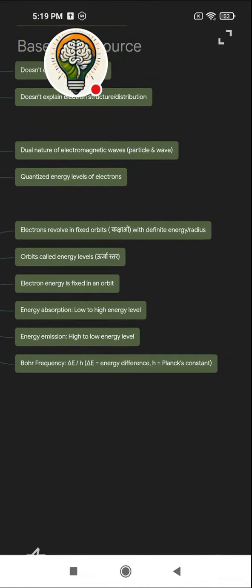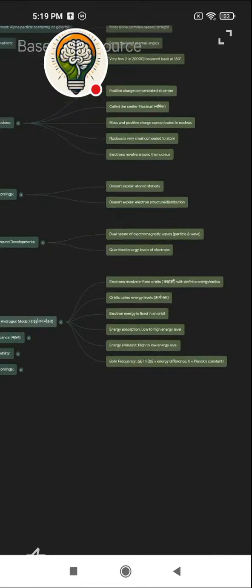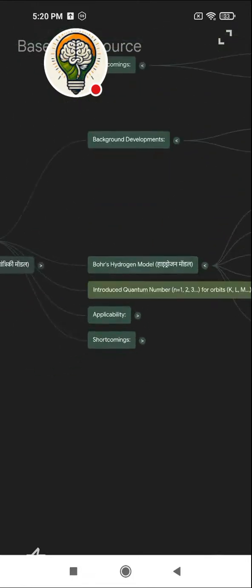Electron energy is fixed in an orbit. Energy absorption happens from low to high energy level, and energy emission from high to low energy level. Then the Bohr frequency: energy difference and Planck constant. The Bohr frequency is the energy difference divided by the Planck constant.